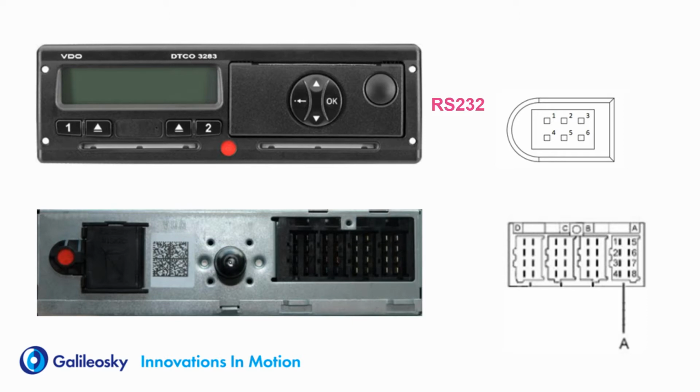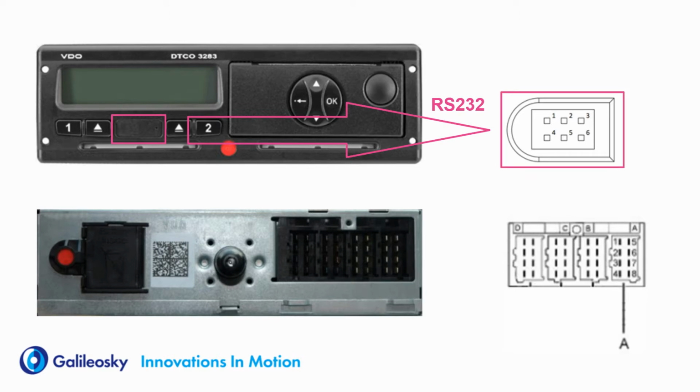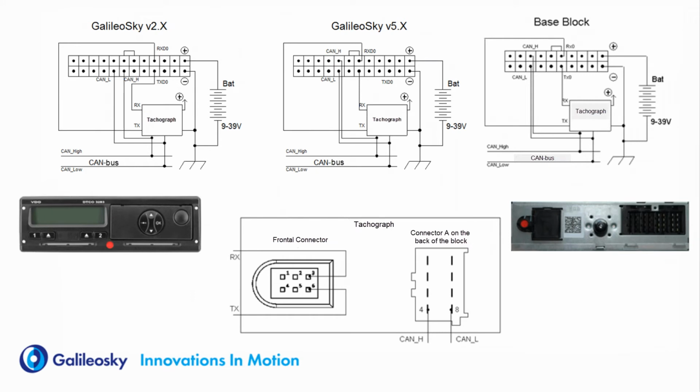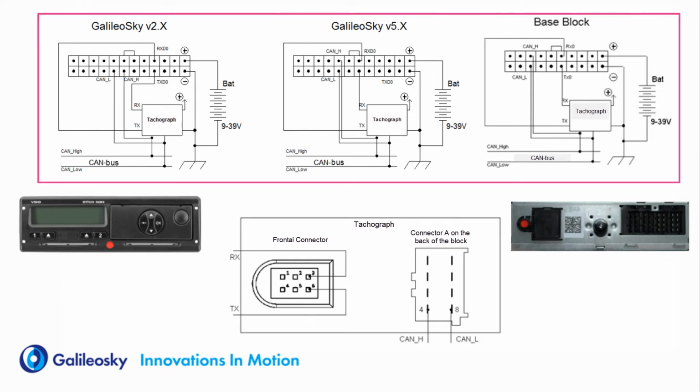Tachograph can be connected either by RS232 interface, in this case DDD file from driver's card can be uploaded separately, or by CAN interface to get current data from tachograph. If both options are used, information can be received to the full extent. Connection of tachograph and Galileo Sky tracking units is carried out in accordance with the following schemes.